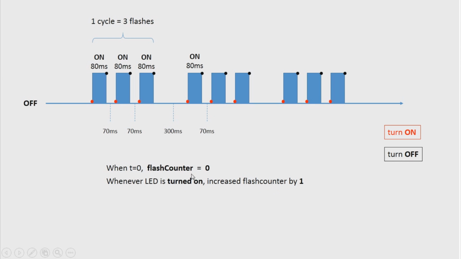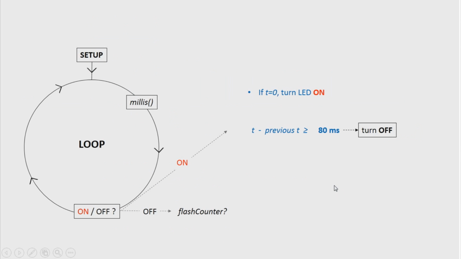This counter will then be used by Arduino to determine the appropriate interval. When the counter is less than 3, then the interval will be 70 milliseconds. When it reaches 3, use 300 milliseconds instead. And don't forget to reset the counter to 0 before it goes to the next cycle. So these are the complete rules for the loop.